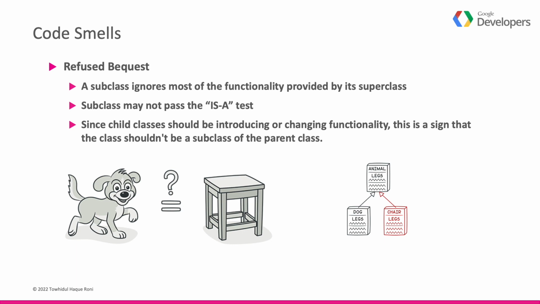By refusing the bequest, we violate the principle of inheritance and risk creating an inconsistent and confusing code base. To address the issue of refused bequest, it is essential to revalidate the class hierarchy and ensure that subclasses truly inherit and extend the inherited functionality. If a subclass doesn't fit the mold of the superclass or requires significant modification, it may be more appropriate to restructure the inheritance relationship or consider other design patterns that better align with the specific requirements.